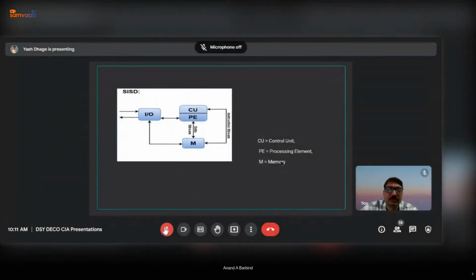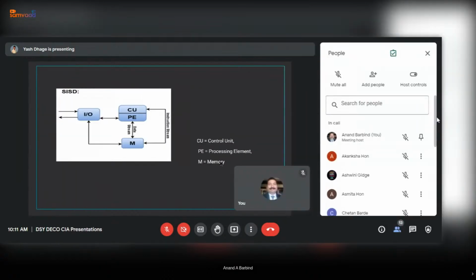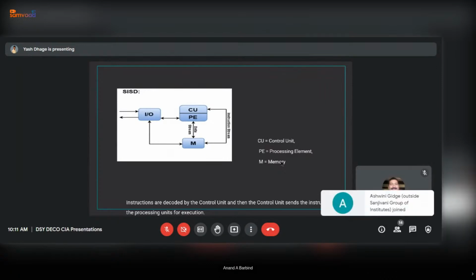So if we give input and the CPU calculates the addition, it then stores it into memory. Then for the second instruction, if we have to subtract, it calculates the subtraction and stores it into memory. In single instruction and single data, only one operation is executed at one time, and instructions are decoded by the control unit, and then the control unit sends the instruction to the processing unit for execution.